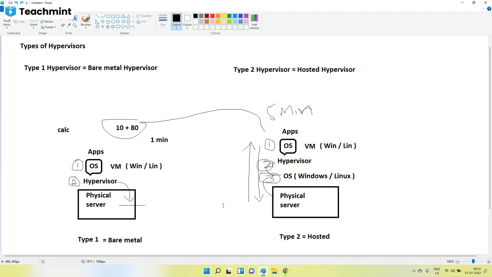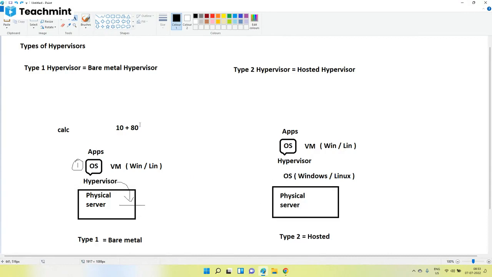Fine, clear. Yeah. And we will see examples of type 1 and examples of type 2 and all the other vendors we discussed today: Nutanix, Citrix, Hyper-V. Which company has what kind of product and which is doing well in the market. That comparison we'll see tomorrow.